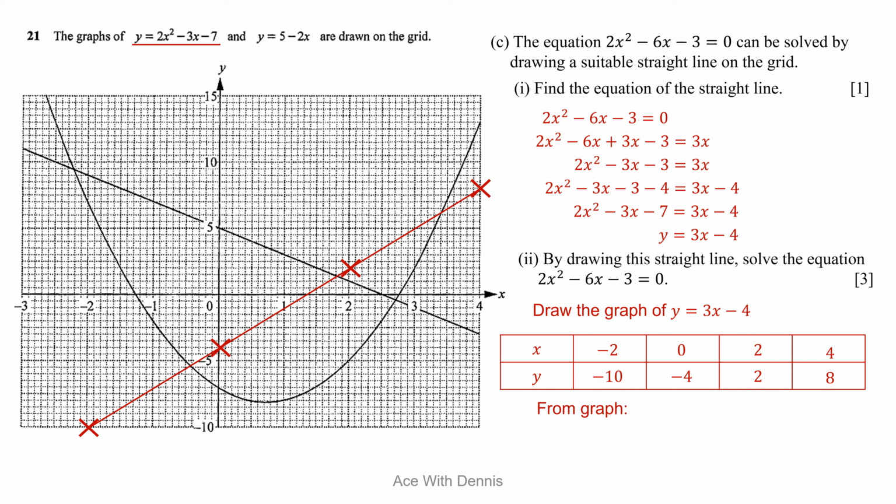And the intersection point of the line and the curve is the solution. So from the graph, we can see that the first x value is negative 0.45 and the second x value is 3.4. So these two values are the solution for the equation 2x squared minus 6x minus 3 equals 0.